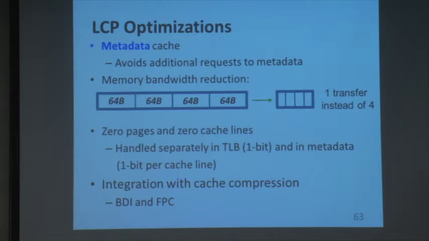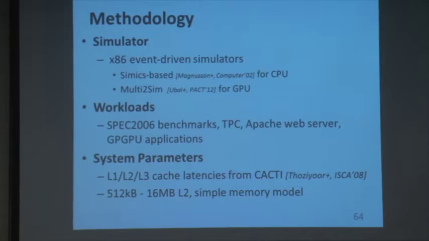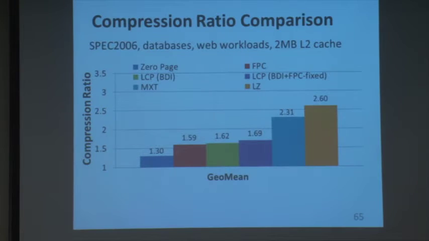There are a couple of additional optimizations we had. We store information about zero pages and zero cache lines, because those you don't even need to read. If you know that the page is zero and you have that bit in TLB, don't even bother reading it. You know it's zeros. So there is potentially a huge win for those cases. Again, you can find that in the tech report already.